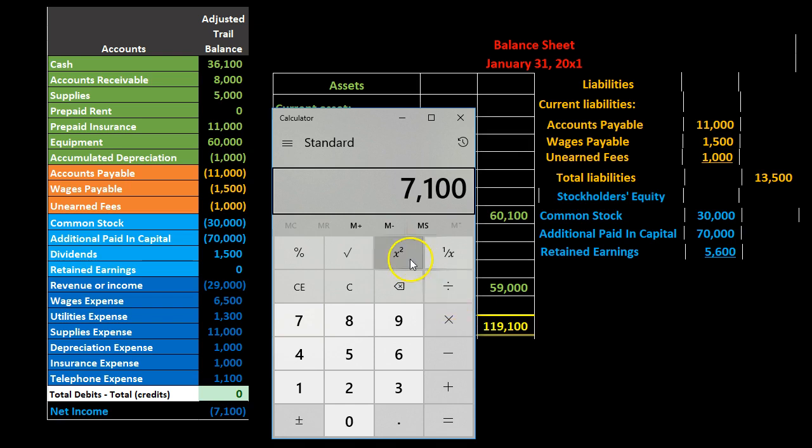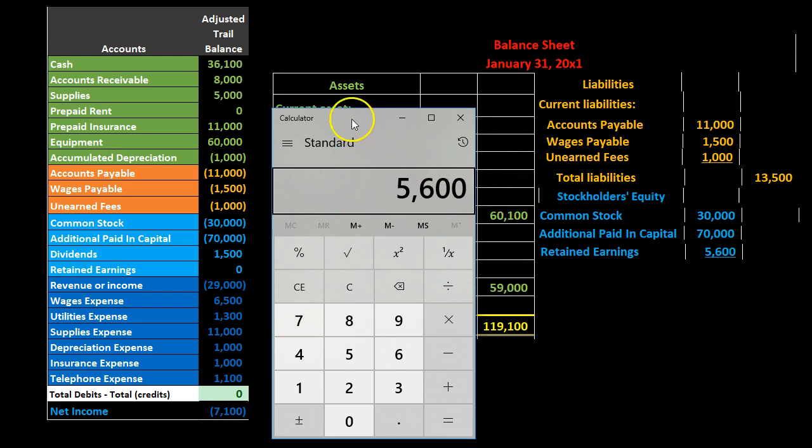7,100. And then we've got this other blue account, dividends, which represents what was taken out of the company. So we can see it's a contra equity account because the equity accounts will have credits. This is a debit, kind of like an expense. Therefore, it's going to bring down total equity. We also know it's going to bring down total equity because equity represents what is owed to the owner, and dividends represents what the owner has been paid, what the owner has taken out, and therefore it's going to decrease equity. So if we take that 7,100 minus the 1,500, we get the 5,600.